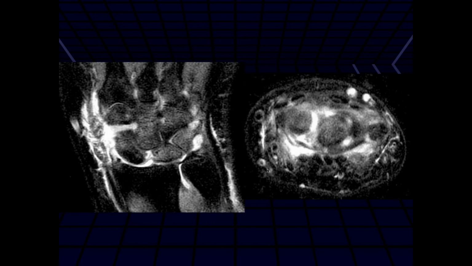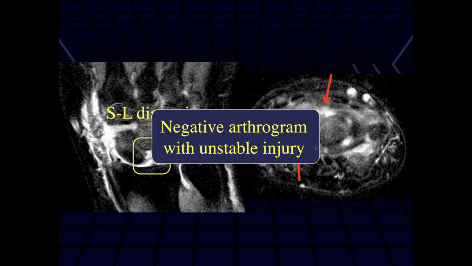And this is another case where you see a membranous tear, but here we're getting a little diastasis, and we can see that there's a tear of the dorsal, and probably a high-grade partial tear of the volar scapholunate ligament.